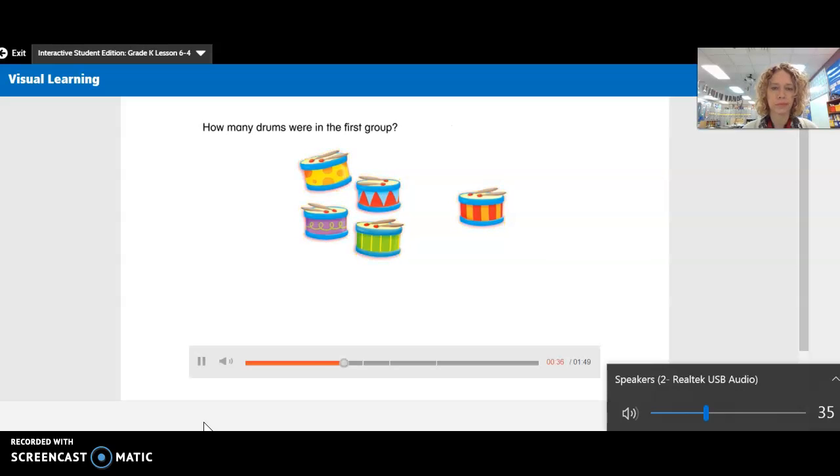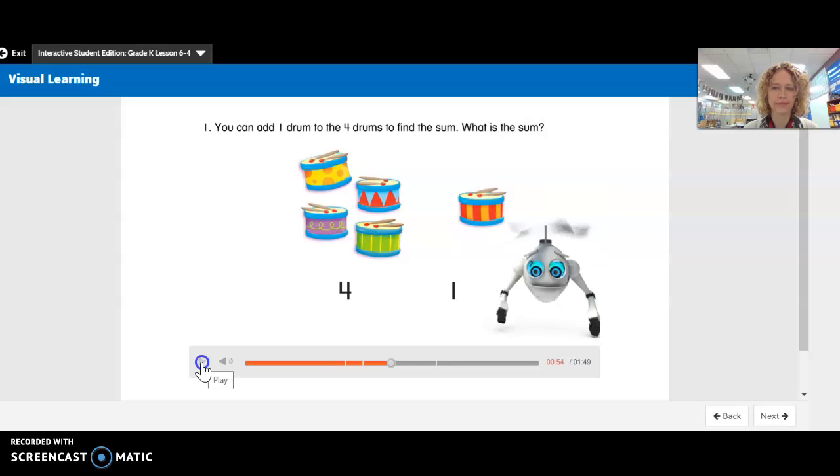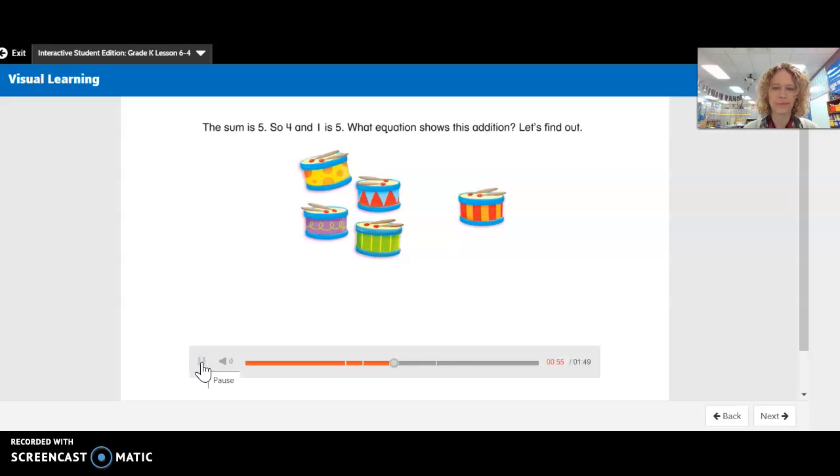How many drums were in the first group? 4. How many drums were in the second group? 1. You can add 1 drum to the 4 drums to find the sum. What is the sum? The sum is 5. So 4 and 1 is 5. What equation shows this addition? Let's find out.